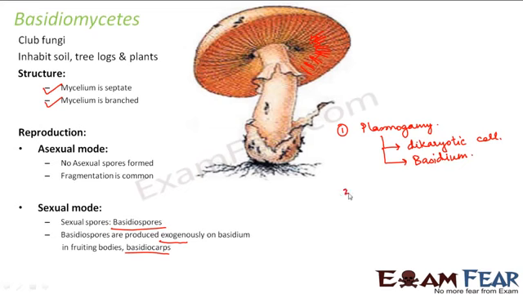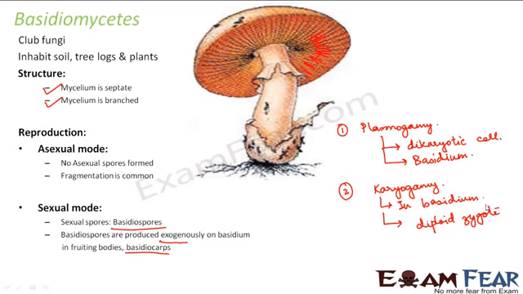The next step is karyogamy. In karyogamy, the nuclei will now fuse together. Inside the basidium, the fusion of the two nuclei will take place. So in basidium, two nuclei will fuse together, and the result will be a diploid zygote. If you compare this with the process which I explained in general for any fungi, the process remains the same for every type of fungi.